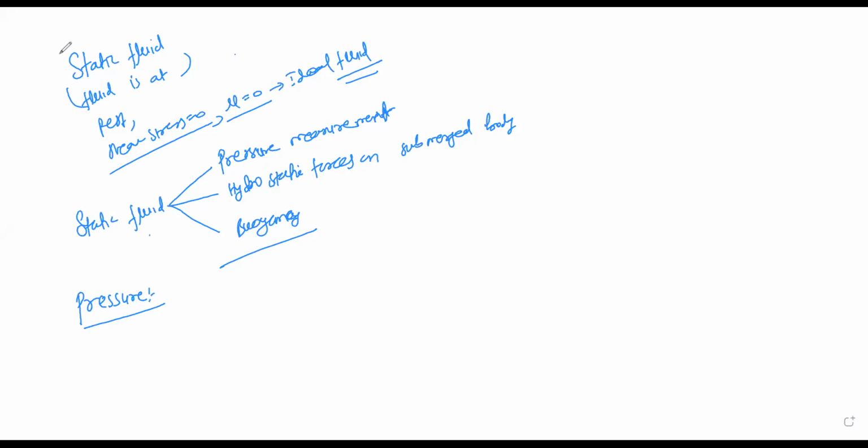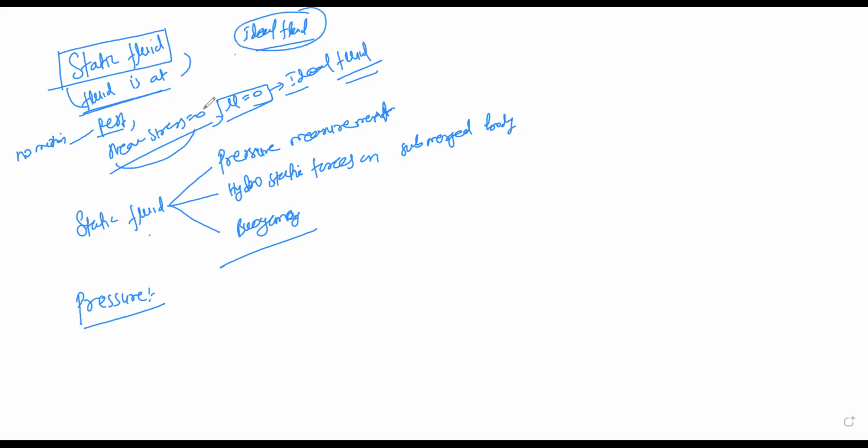See, static fluid means the fluid is at rest. If the fluid is at rest, it means there is no motion of the fluid, which means the shear stress will be zero. And if the shear stress is zero, the viscosity also will be zero. And if the viscosity is zero, that type of fluid is called an ideal fluid.